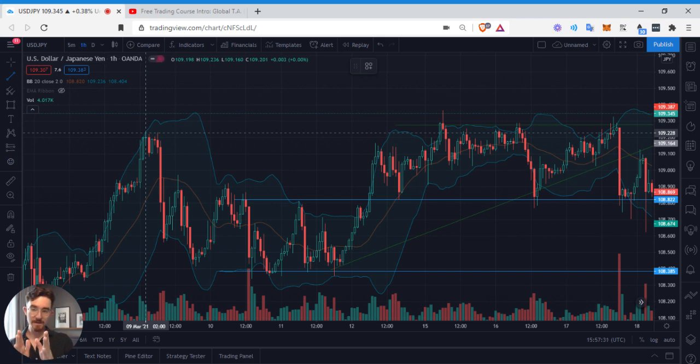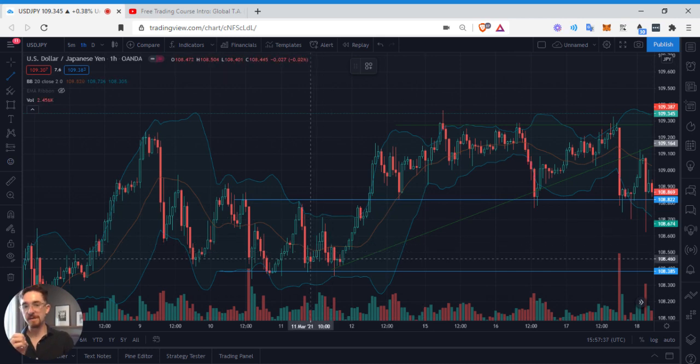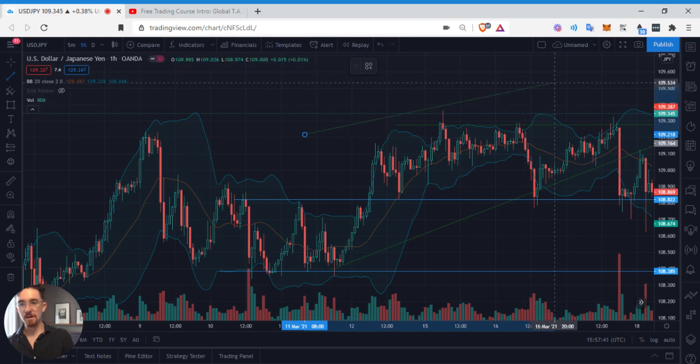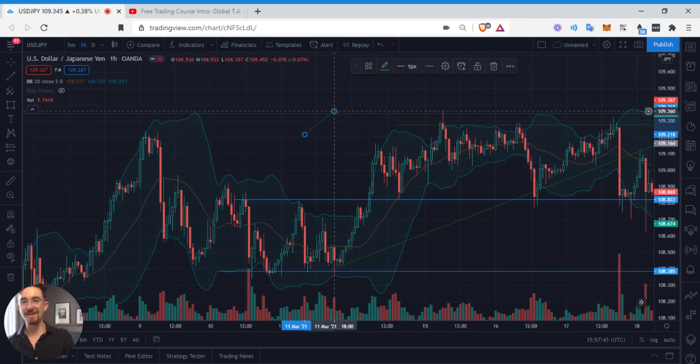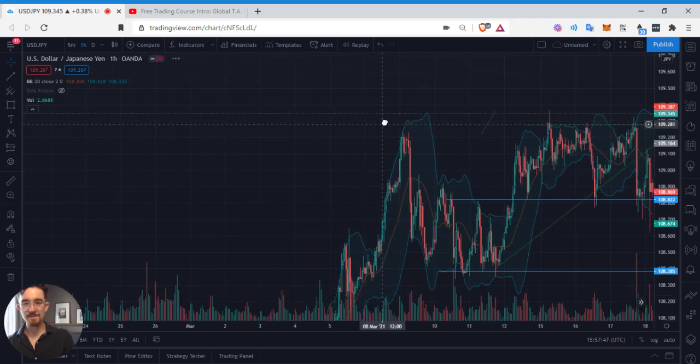So with this, these double bottoms or double tops. The double top is the inverse of this. So if we literally flip this upside down and this was on the top, we'll just find an example of this. Let's see. Okay, let's find an example of this.